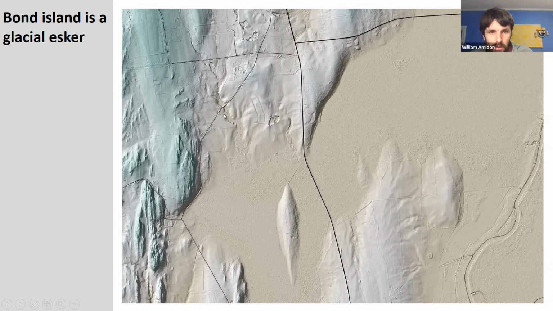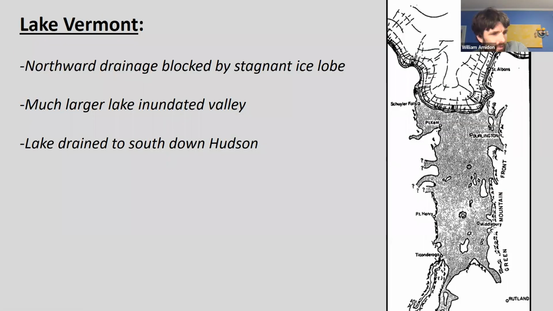All right, so no story would be complete without talking about Lake Vermont. And this is another example of the effect of the glaciers on our landscape. The way this story unfolds is that as the ice is retreating northward, a plug of ice, or a late tongue of the ice sheet, is basically wedged or stuck into the northern part of the Champlain Valley.